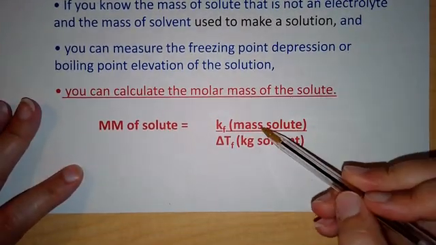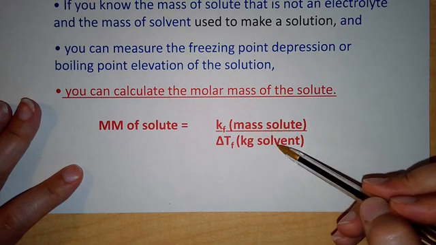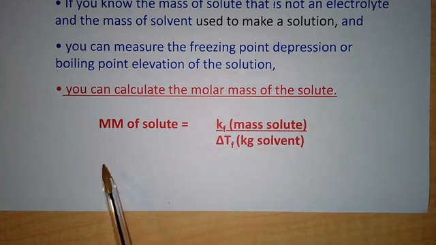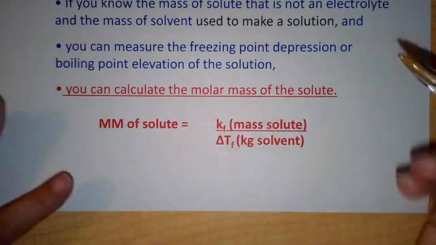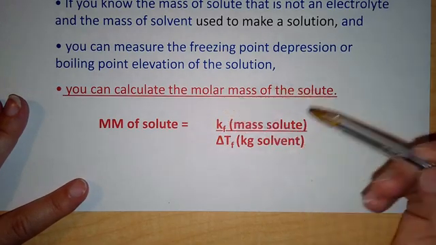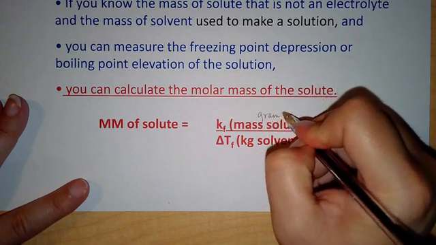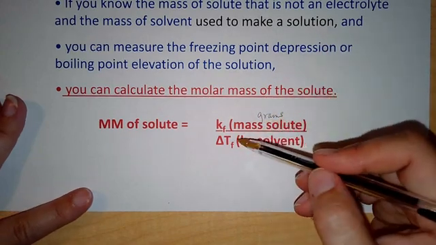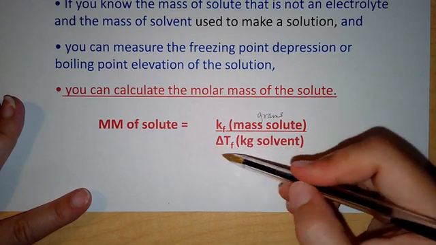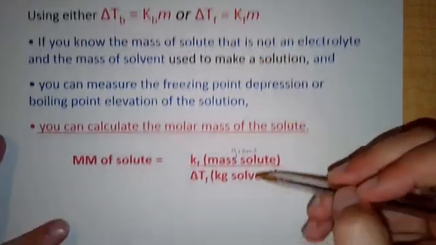So here's our rearranged equation. Molar mass of the solute is equal to our Kf, again, our constant value, times the mass of solute, and this is going to be in grams, divided by the delta Tf. Okay, delta Tf is what we had up here, times kilograms of solvent. So we're going to use this equation for the next example.